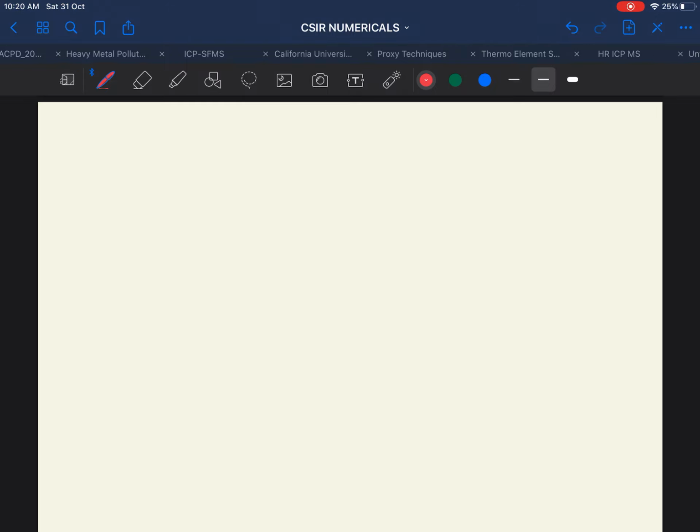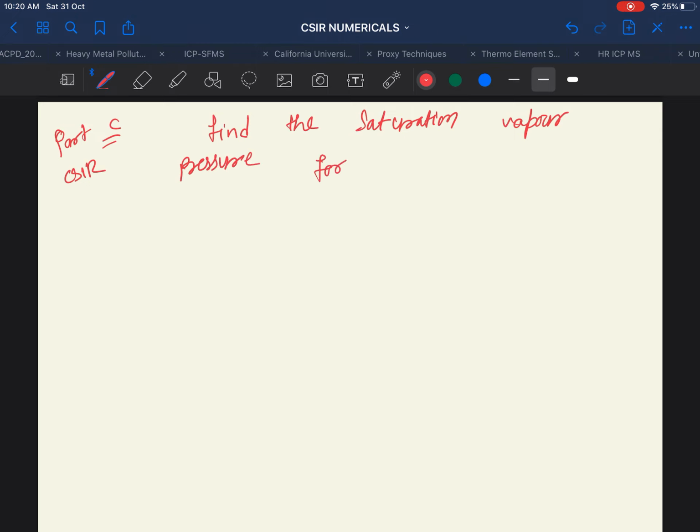Is this clear, right? Now solving the next question over here. The question is again from part C, CSIR. Find the saturation vapor pressure for T equal to 21 degrees Celsius. Okay, 21 degrees Celsius. We have to find pressure, right?